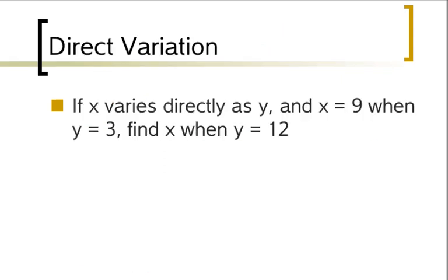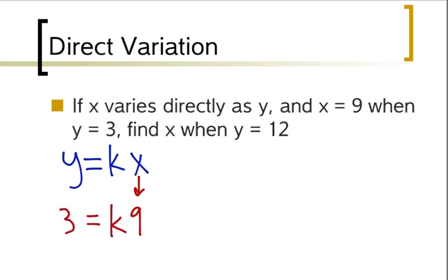We have direct variation. It says if x varies directly as y and x equals 9 when y equals 3, find x when y equals 12. So basically each time you're going to need two equations. The first equation, you just plug straight into your y equals kx. We know that when x is 9, so we put a 9, times some number, that the outcome is 3, using this formula. So we've got 9 times something, k, equals 3.